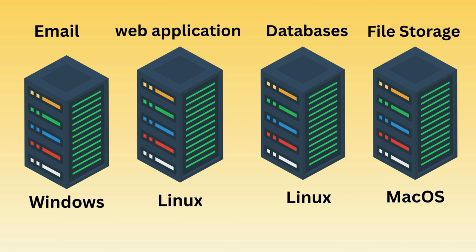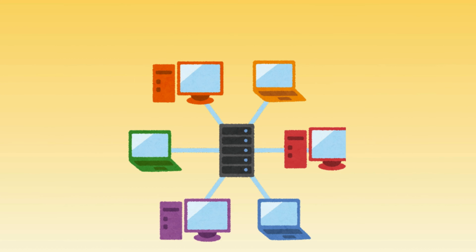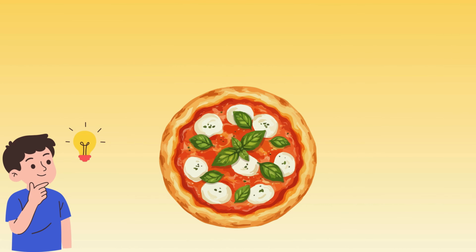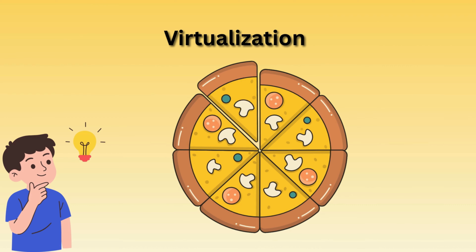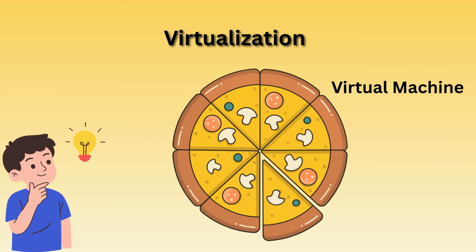So, how can we run all these services, even with different operating systems, on a single computer at the same time? That's exactly where virtualization comes in. In simple terms, virtualization is a technology that allows one physical computer to act like multiple independent computers using software. Let's think of your computer like a big pizza. Virtualization lets you slice the pizza into smaller pieces, and each slice behaves like a computer by itself. Each of these slices is what we call a virtual machine.